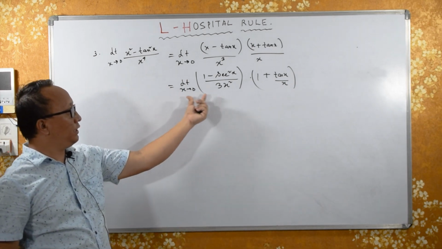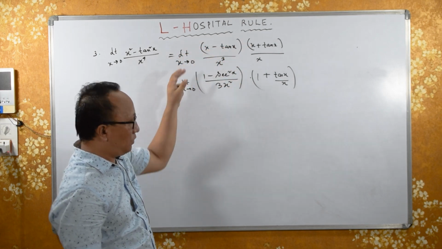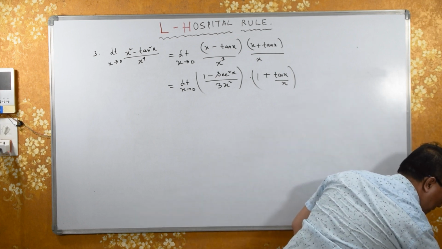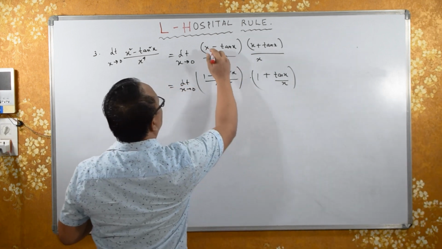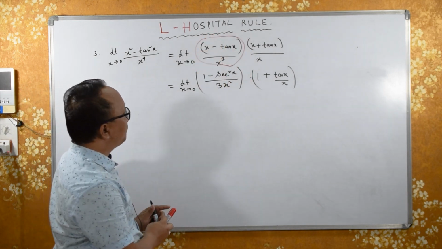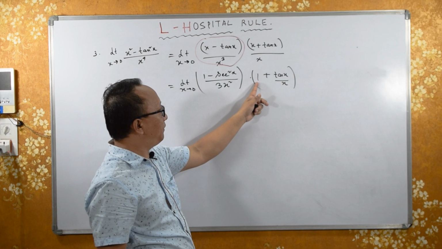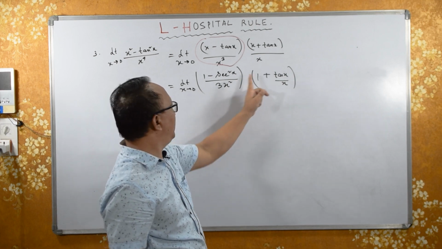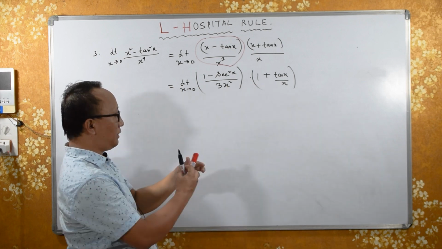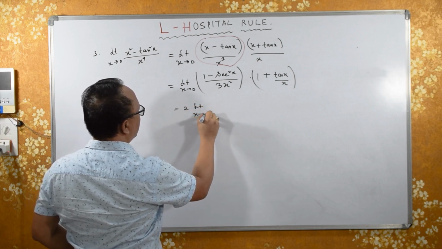Remember this limit is for this also and this also. Now what I'm doing here, I'm applying L'Hopital rule over here in this particular term. Now if I send limit x tends to 0 over here, this is constant, doesn't have any effect. So here limit of x tends to 0, tan x upon x is 1, plus 1 is 2. So 2 I can send outside the limit. Therefore it is 2 limit of x tends to 0.